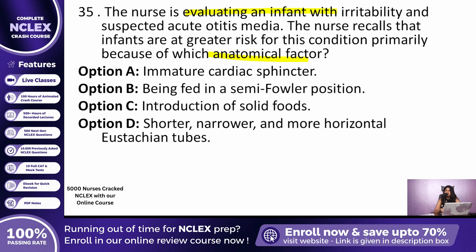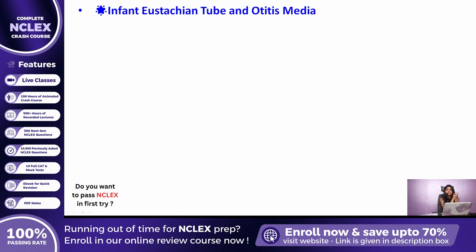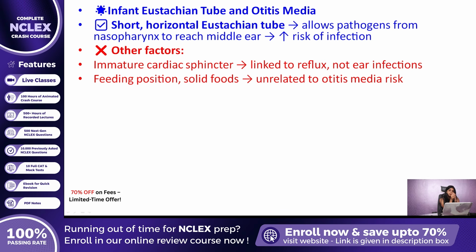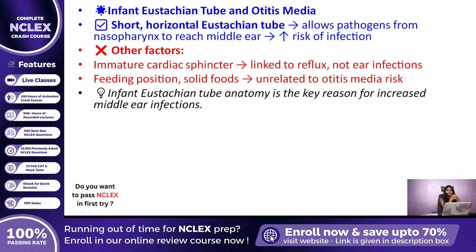The correct answer is option D, shorter, narrower, and more horizontal eustachian tubes. Here is why. This anatomical structure makes it easier for pathogens from the nasopharynx to reach the middle ear, leading to infection. An immature cardiac sphincter is associated with reflux, not ear infections. Feeding position and the introduction of solids are unrelated to the risk for otitis media. The key point is that the unique anatomy of the infant's eustachian tubes predisposes them to middle ear infections.